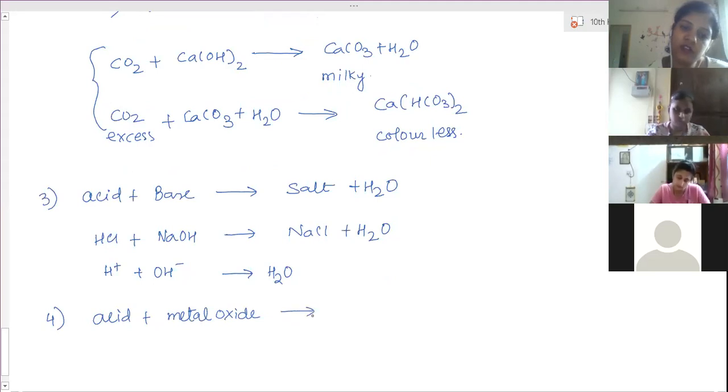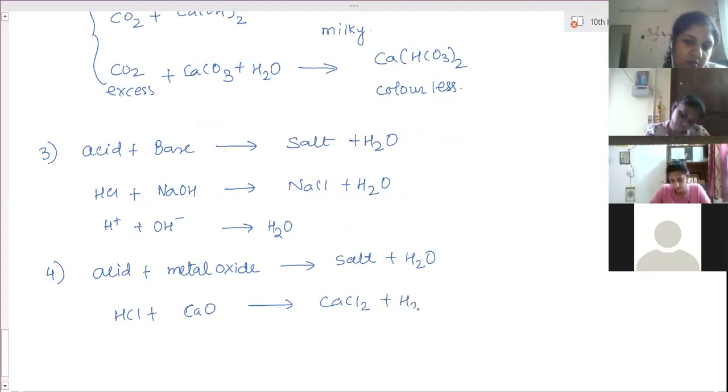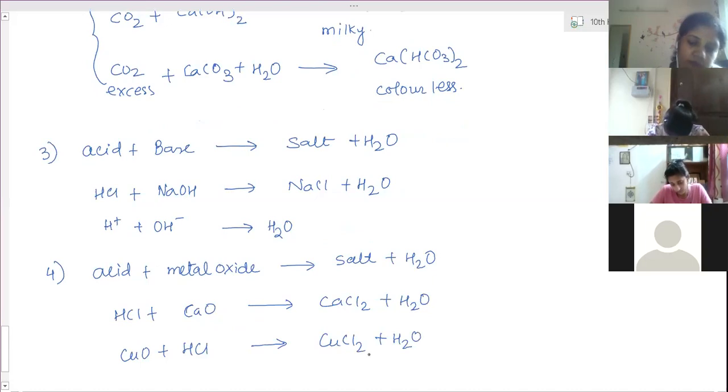Acid plus metal oxide forms salt and water again. HCl plus calcium oxide forms calcium chloride plus water. Copper oxide plus hydrochloric acid forms copper chloride plus water.